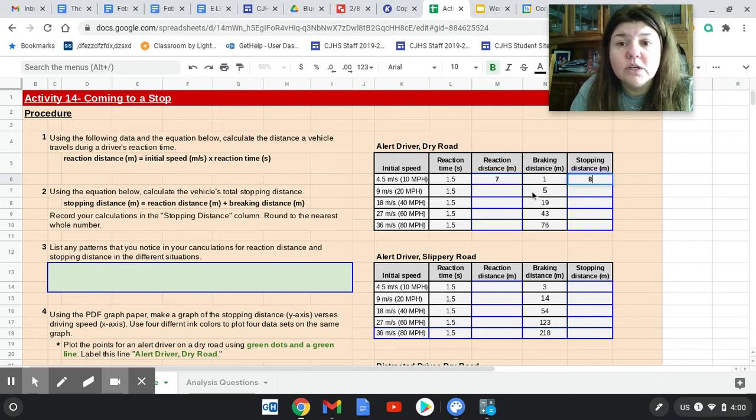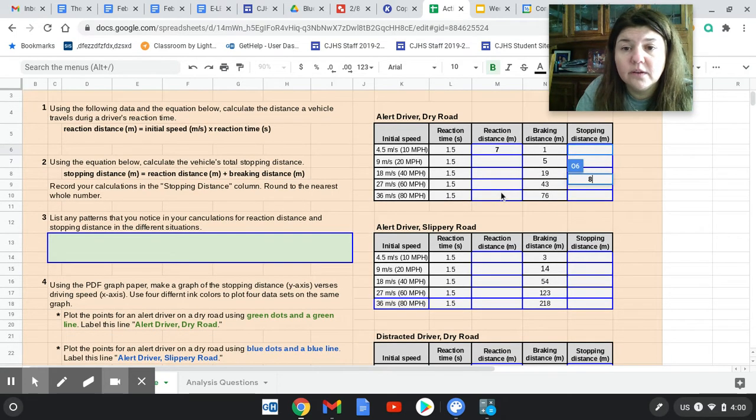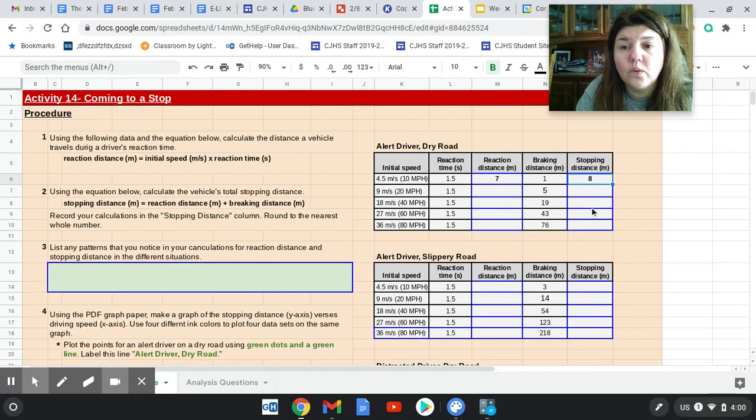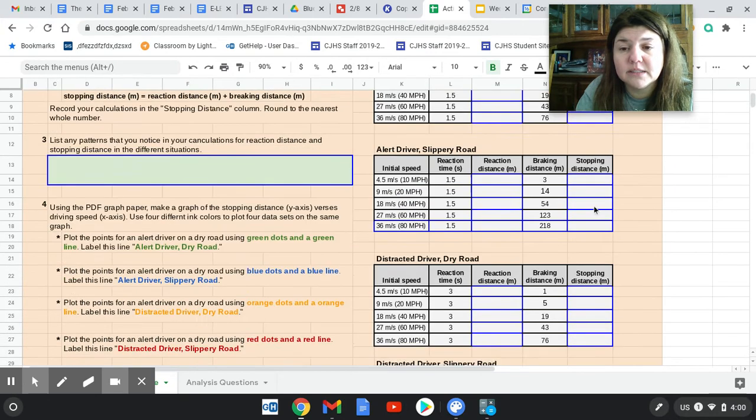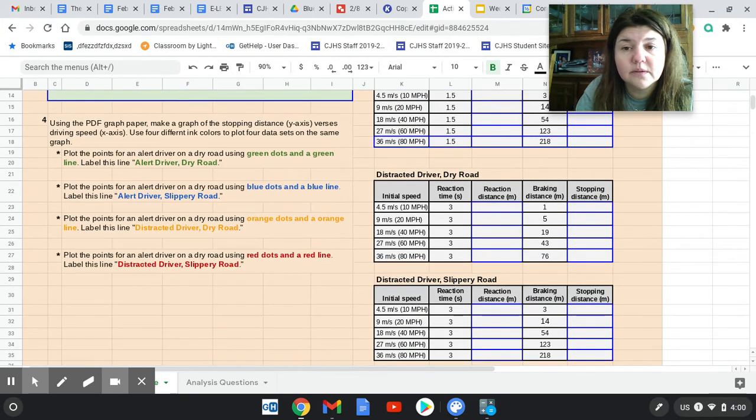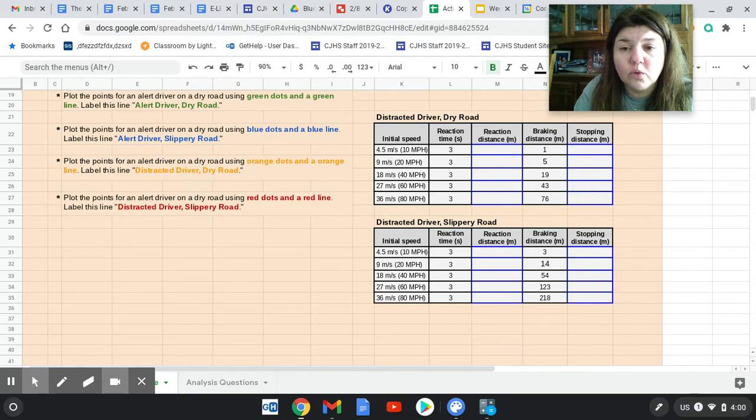You are going to solve all of the reaction distances for all 4 of these data tables, as well as the stopping distance for all 4 of these data tables. Let's do one more together.